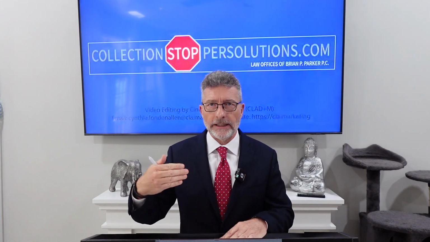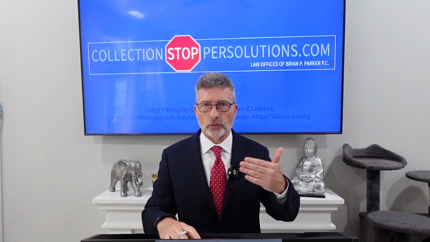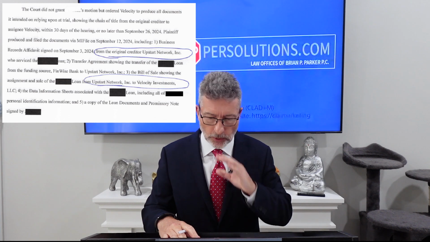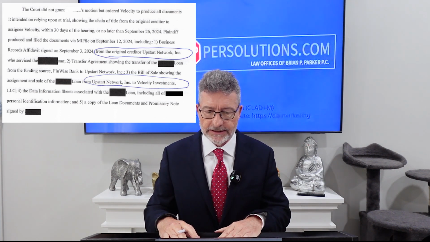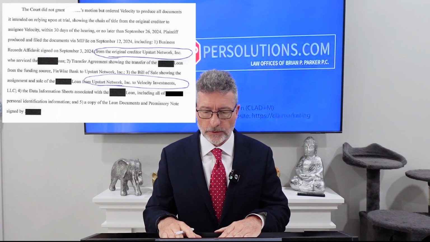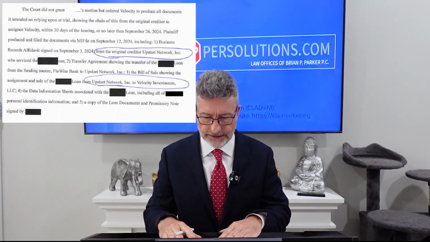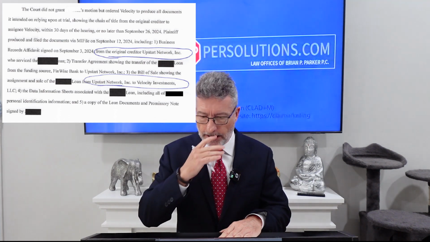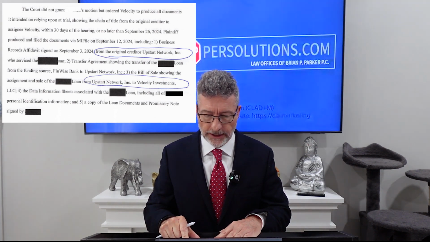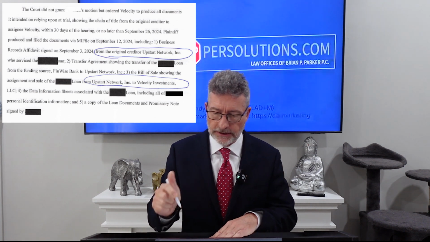In a nutshell, I will read the other side's motion to show how the court ruled on my last motion. The court did not grant defendant's motion, but ordered Velocity to produce all the documents intended on relying upon court at trial, showing the chain of title from the original creditor to the assignee Velocity. As you can see up on the screen, plaintiff produced and filed the documents via M-File, including business records affidavit from the original creditor, Upstart Network, Inc.